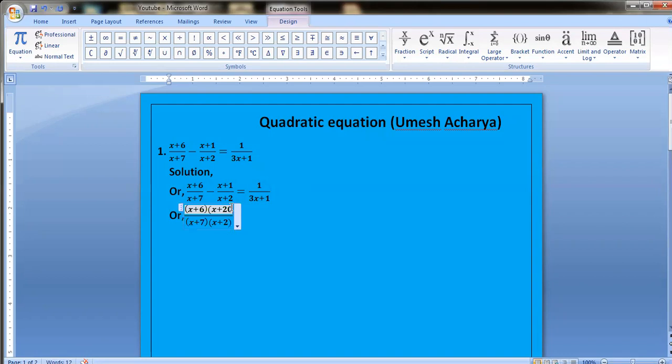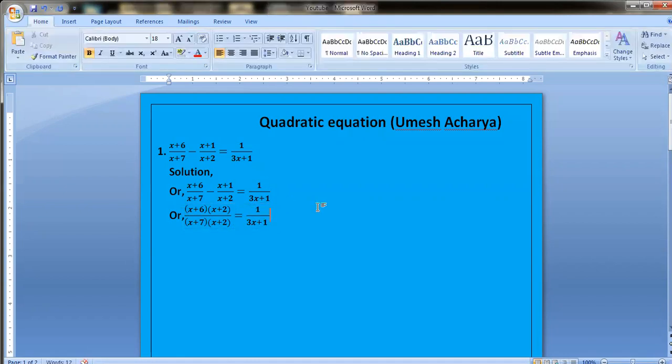Now in the RHS there is only one fraction, so we need not do anything over there. The fraction is 1/(3x+1). So this is the RHS.